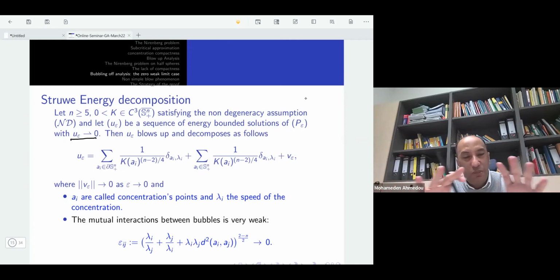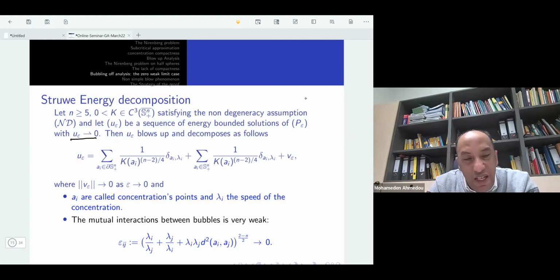So you can decompose your u_epsilon into a sum of bubbles sitting in the interior and a sum of bubbles sitting on the boundary, plus some error term, which is very small in the H1 norm. Now let me fix this terminology. So a_i are called concentration points. They are not blow-up points, because these concentration points may converge to the same blow-up point. And then lambda_i is called the speed of the concentration.